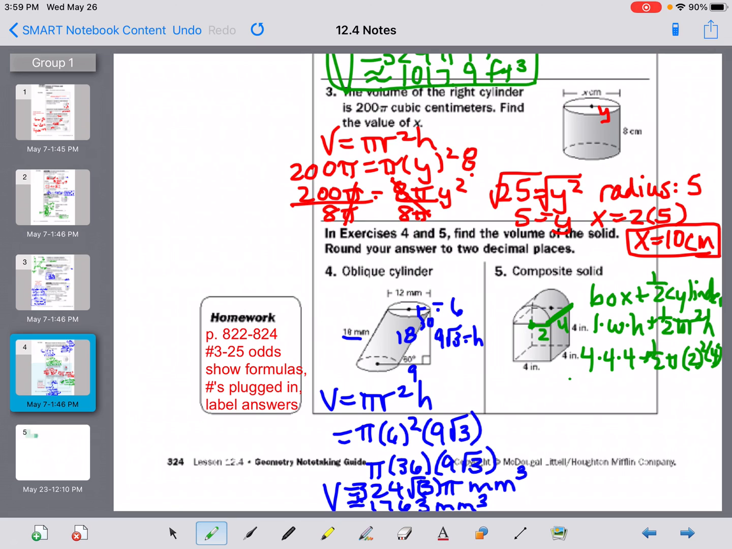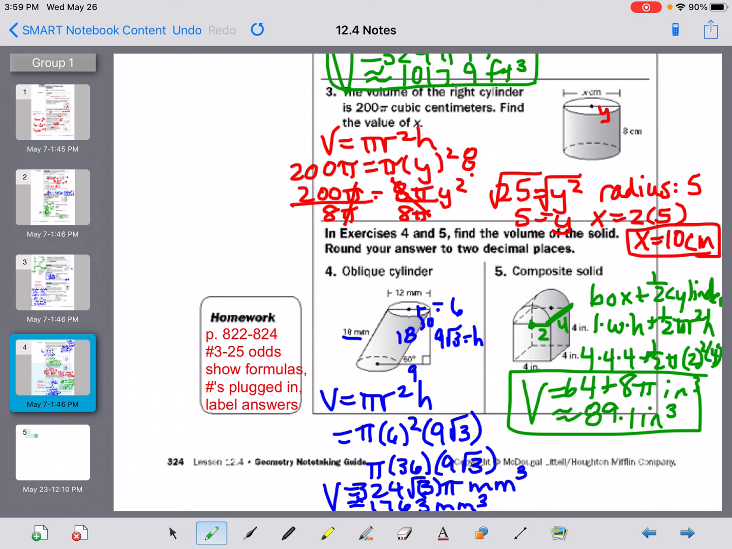4 times 4 times 4 is 64. 2 squared is 4. 4 times 4 is 16. Half of that is 8 pi. Right there is my beautiful exact answer. All right, and as a decimal, if I plug that in my calculator, it's about 89.1 inches cubed.